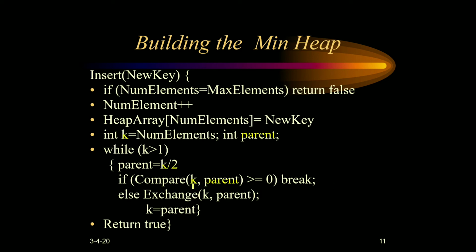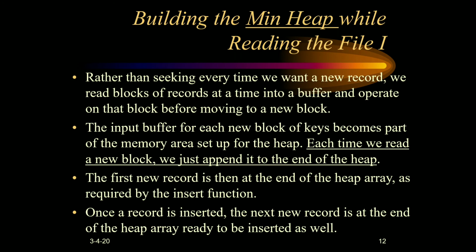If the new node is less than that, we have to exchange the parent and the kid so that the minimum comes to the root. So the parent will be the minimum value. In that case we exchange k and p, and after that we set k equal to parent so that the parent becomes a smaller value. This is how the algorithm works.